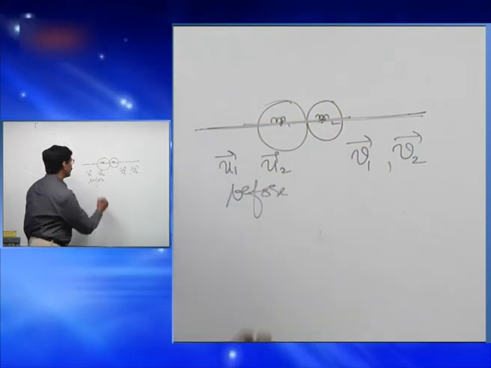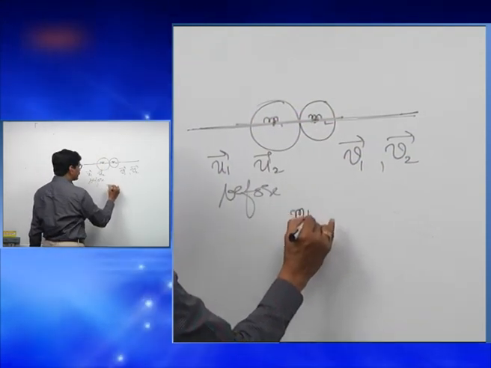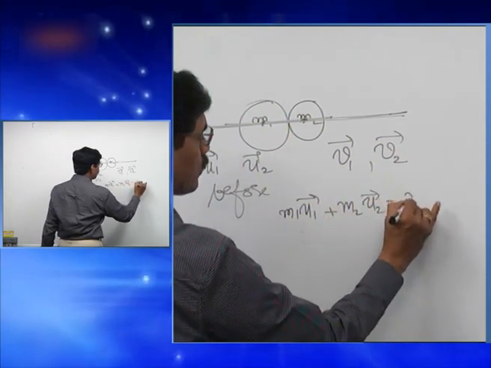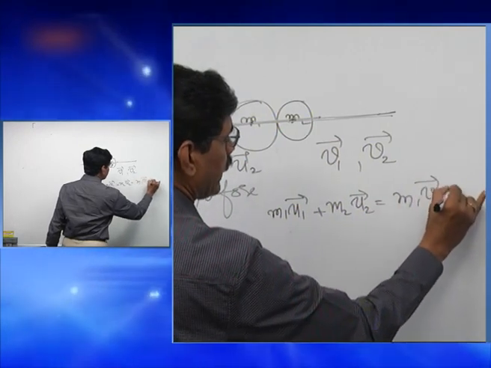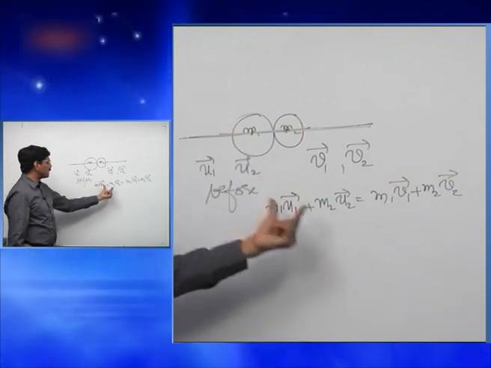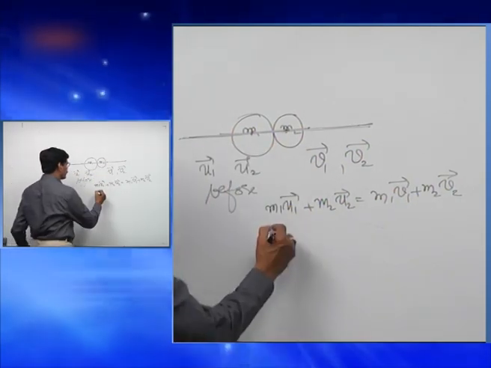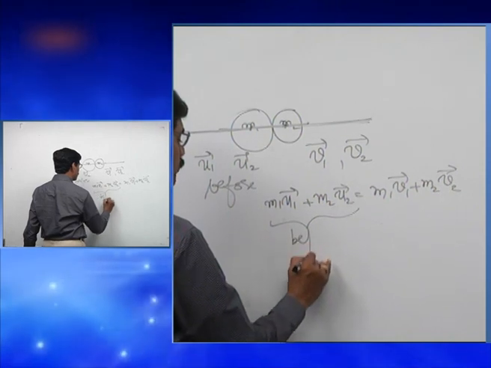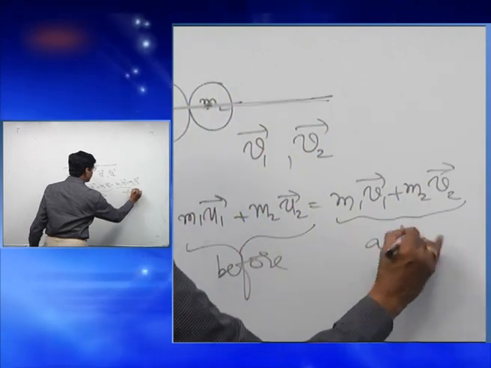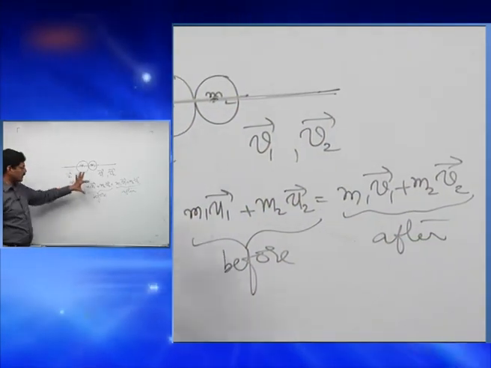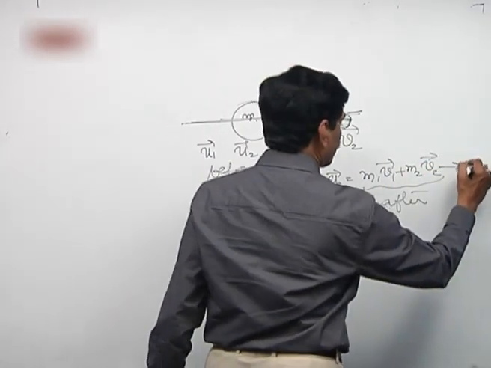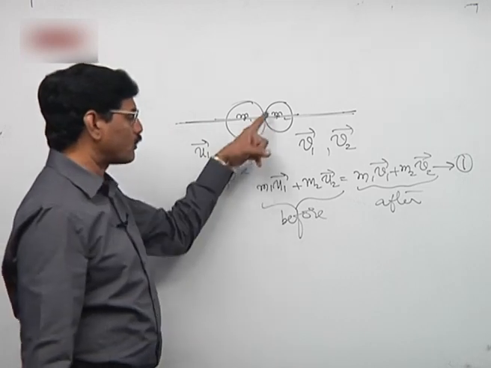this collision is a head-on collision, and momentum conservation tells us that m1 u1 plus m2 u2 is equal to m1 v1 plus m2 v2, a vector equation. That is the linear momentum of the first ball plus the linear momentum of the second ball before collision, the total linear momentum before collision, is equal to the total linear momentum after collision. This is the first equation to be satisfied in the case of head-on collision.